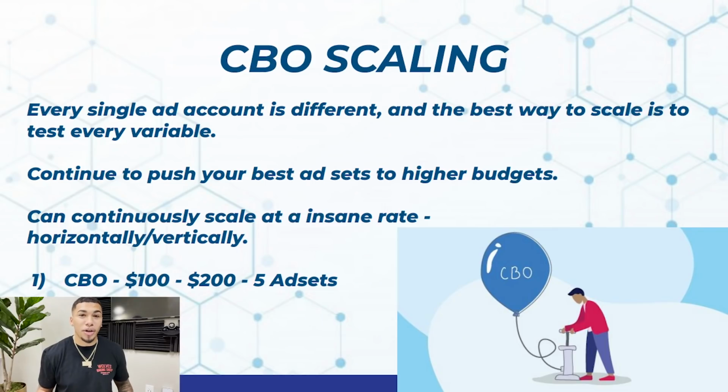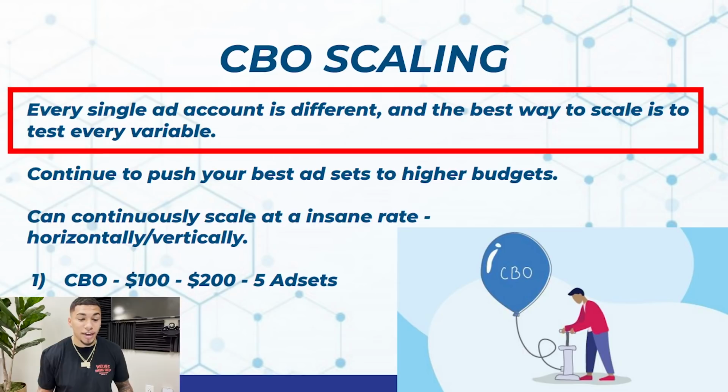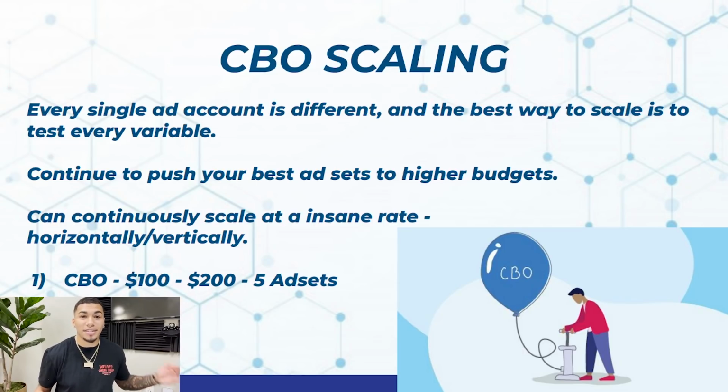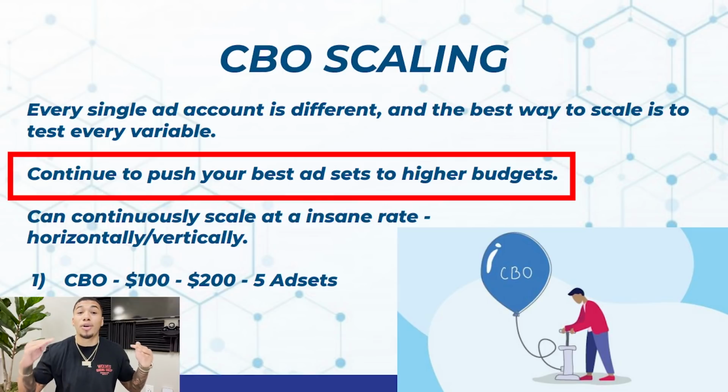And what I like to do is use CBO scaling. So with CBO scaling, every single ad account is different, and the best way to scale is to test every variable. And the easiest way to do that is continue to push your best assets to higher and higher budgets. And this is perfect, right?